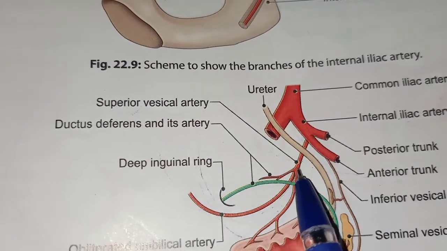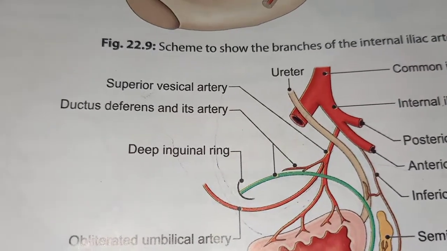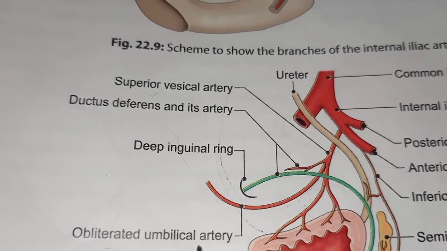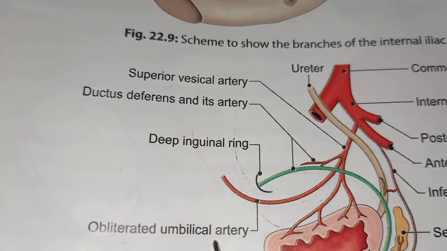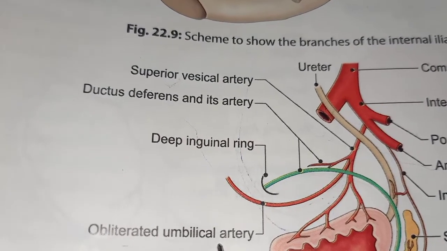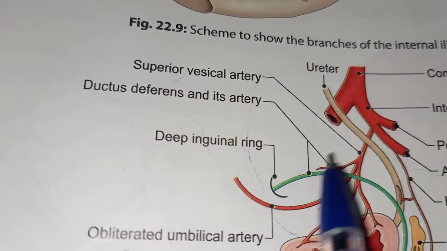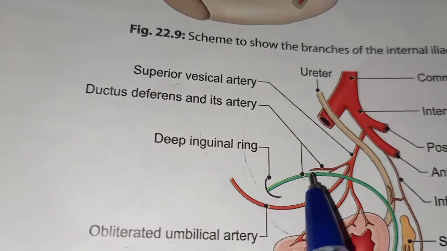So the stem of the superior vesical artery, this is the superior vesical artery, is an obliterated part of the umbilical artery. You know about the fetal circulation, there are normally two umbilical arteries and one umbilical vein. The umbilical cord is cut. So the superior vesical artery represents one of the obliterated umbilical arteries, the stem.